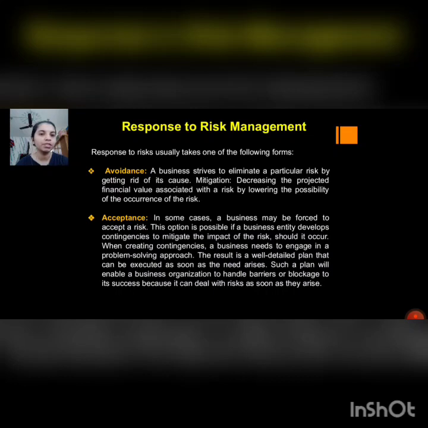This option is possible if a business entity develops contingencies to mitigate the impact of the risk should it occur. When creating contingencies, a business needs to be engaged in a problem solving approach. The result is a well detailed plan that can be executed as soon as the need arises. Such a plan will enable a business organization to handle barriers or blockage to its success because it can deal with risks as soon as they arise.